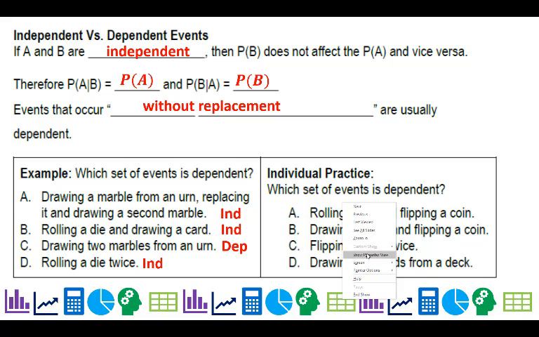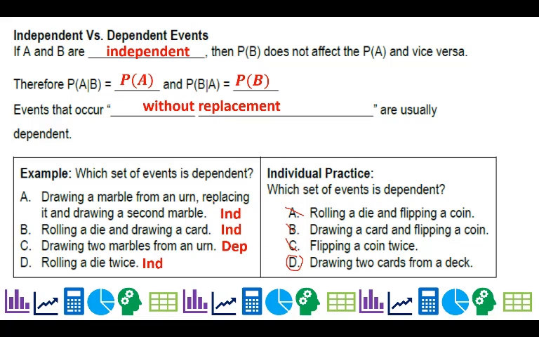Over here, which one is the dependent one? Well, rolling a die and flipping a coin, that's not it. Drawing a card and flipping a coin, those don't affect each other at all. Flipping a coin twice, it doesn't remember what the first flip is, so it doesn't matter. D, drawing two cards and keeping them from a deck, does affect it.